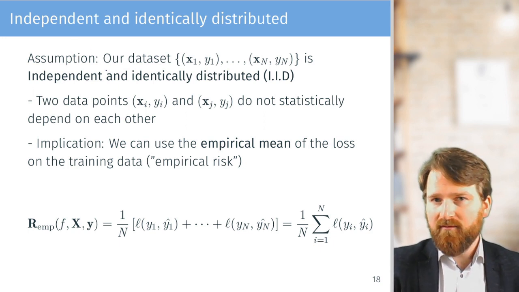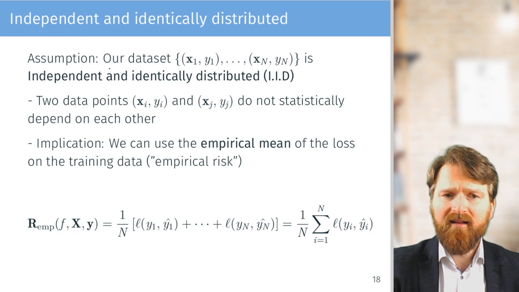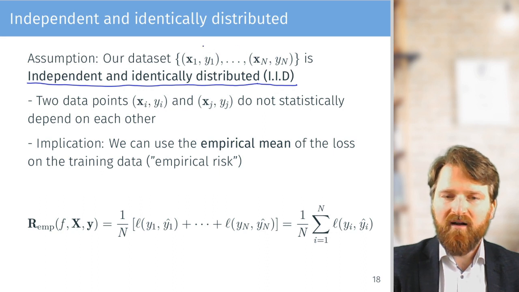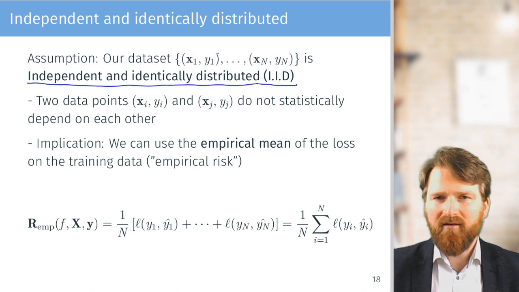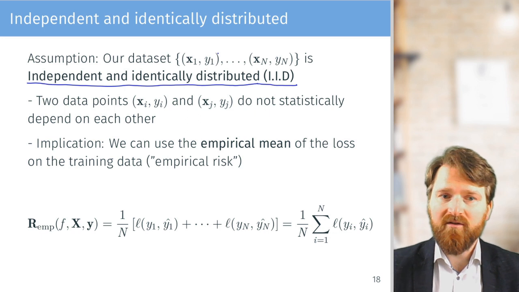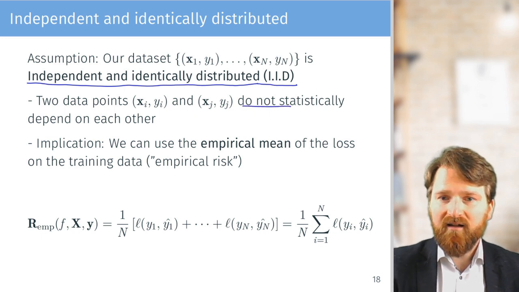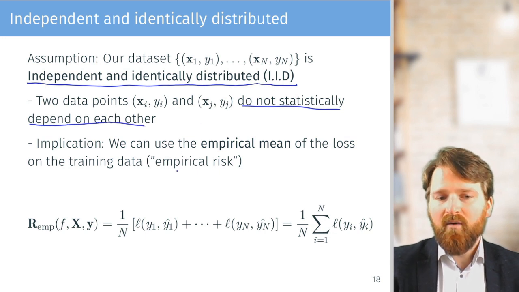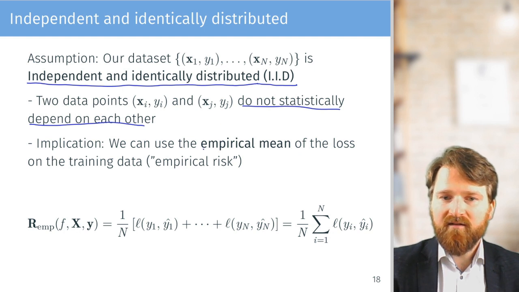But there is one assumption we have to take into account, and it is that our examples in the training data set are independent and identically distributed, IID. It means that example 1 in the training data set has nothing to do with example 2 or example 3. They're just independent. Of course, it's not always really the case, but these are modeling assumptions and we treat them as they are. So they don't interfere with each other. They do not statistically depend on each other.